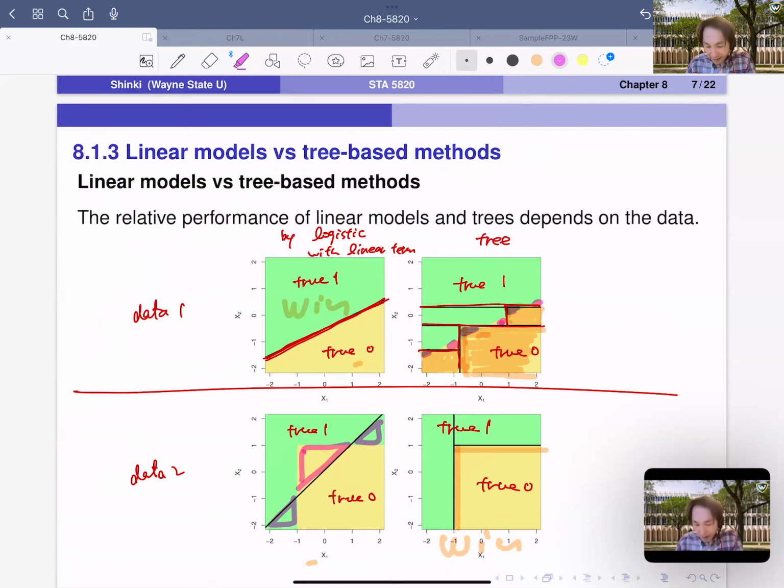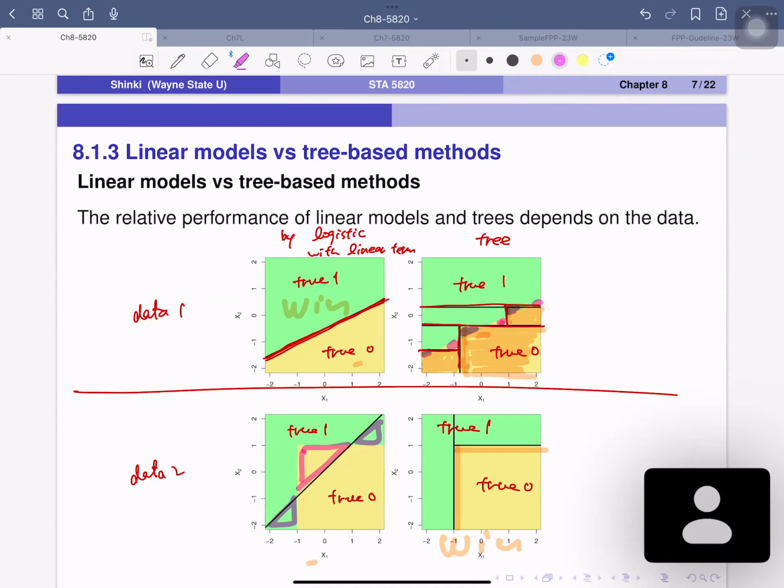Probably the truth is in between data 1 and data 2. So probably not a linear boundary, but also not this kind of boundary. So then which one is better? It really depends on the case. And the tree-based method is more flexible. So finally, usually it performs better. And the neural network is, oh, sorry, go ahead.